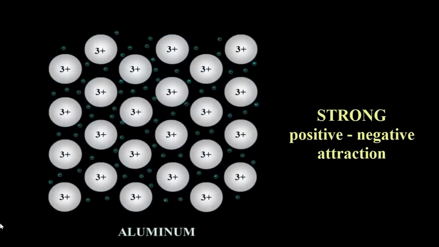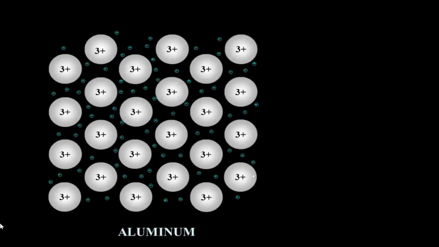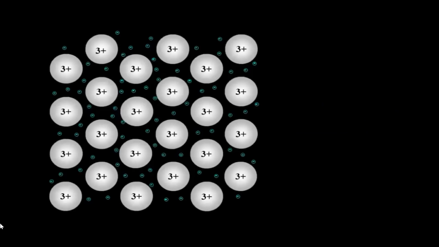For example, there is malleability, the ability to put pressure on a piece of metal and not have it break. So we can pound metal with a hammer, we can pound it into a shape and not have it break. How can this model explain that phenomenon? Well, let's hit it with a hammer and see what happens.